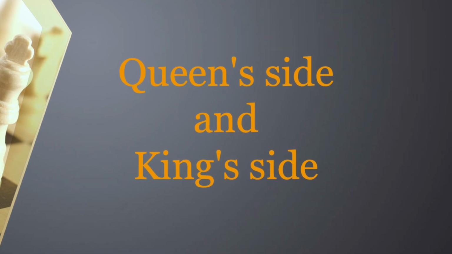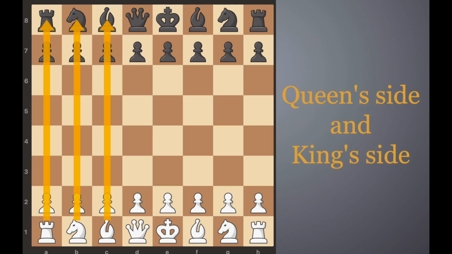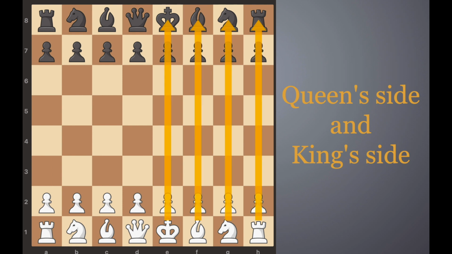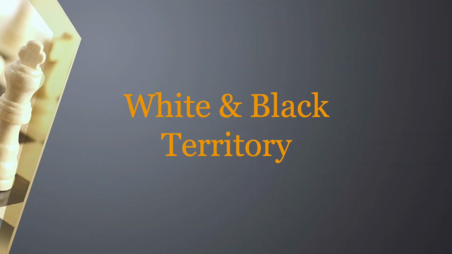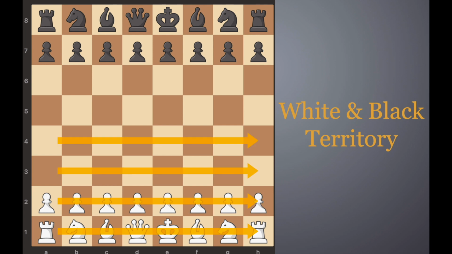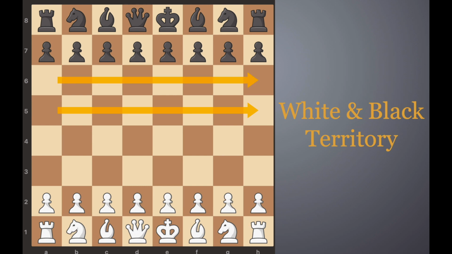We can divide the chessboard into 2 parts. Queen side, that is A to D file, as you see here, and the right side is from E to H file, that is called king side. There is also another way to divide the chessboard. First 4 ranks belongs to white territory, that you can see here, and from 5th to 8th ranks that belongs to black.